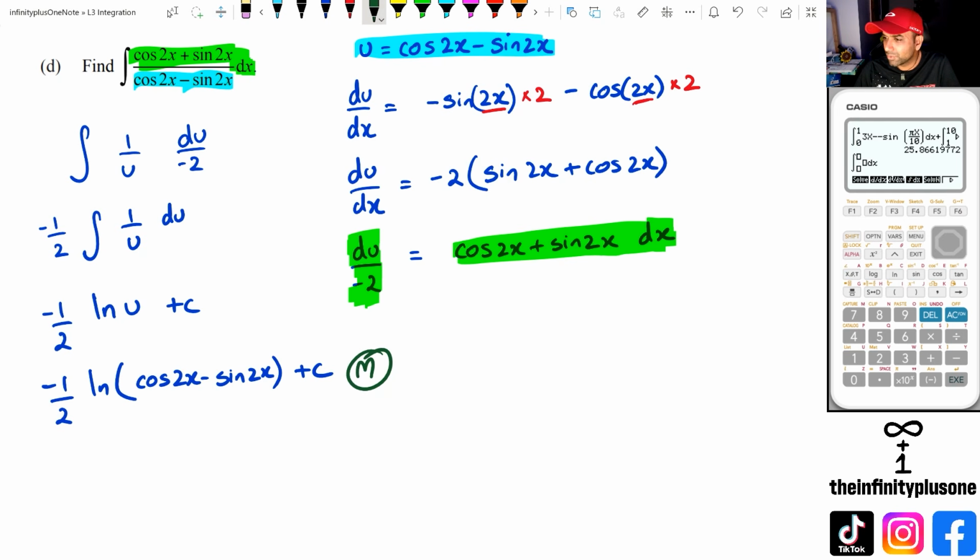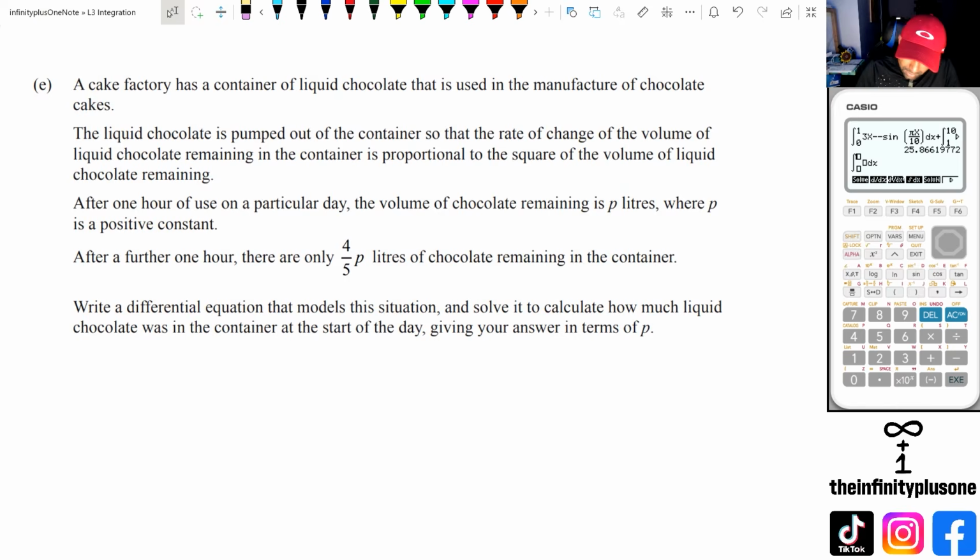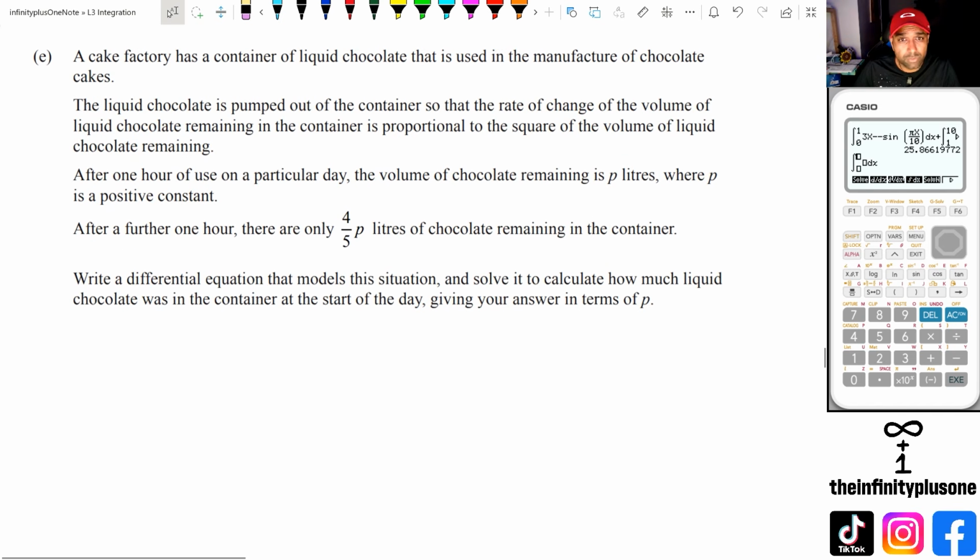All right, so let's go to the next question. What do we got for the next question? Fun times. All right, folks. So for this question, the first thing we want to be doing is coming up with a differential equation. Now, in the answer schedule, they actually wrote this as the differential equation.